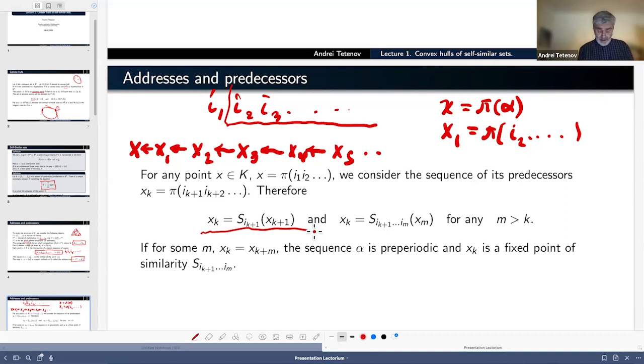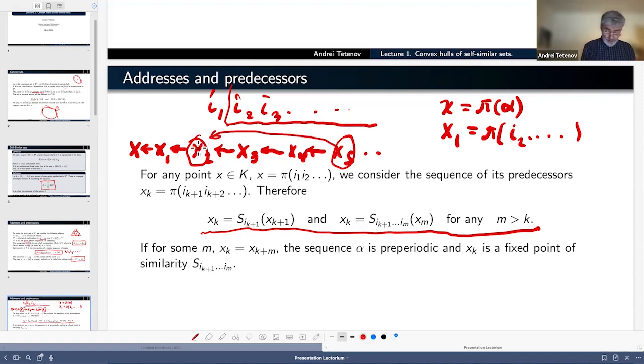Which are defined this way, connected with each one with the other by these maps. Suppose in this sequence of predecessors, some points coincide. This means that the map from the second point to the first point fixes this point. So then the address sequence becomes preperiodic, and the point xk is a fixed point of the similarity S_i(k+1).